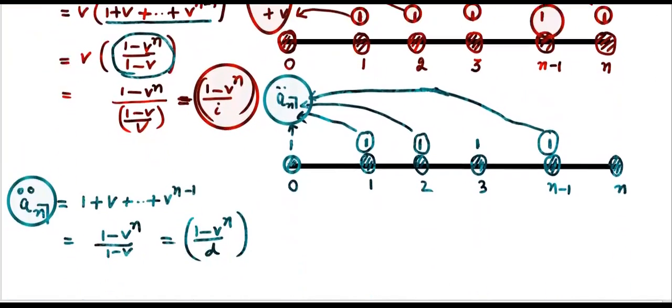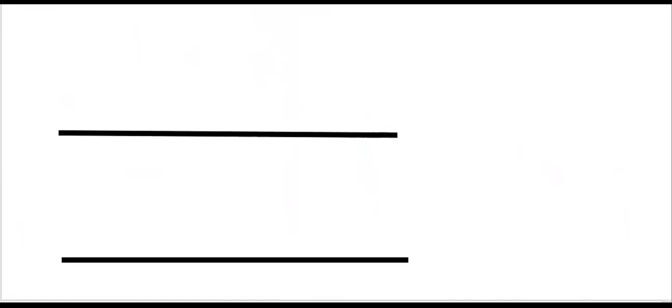An due. Now let's go to the other two, sn and sn due. This is the first one. Second one, you can say n minus 1 and n.